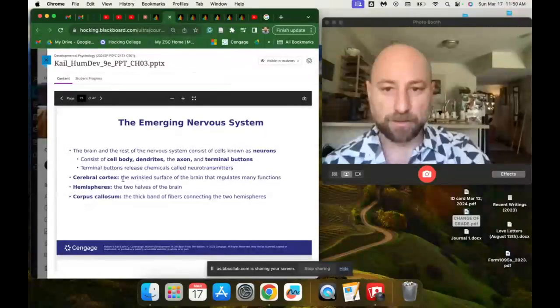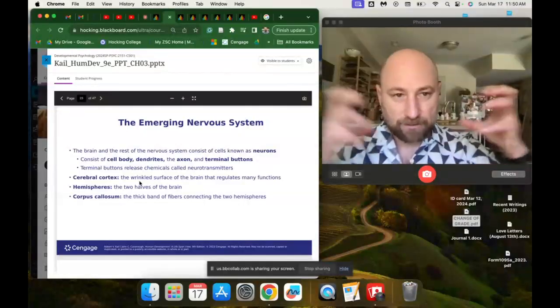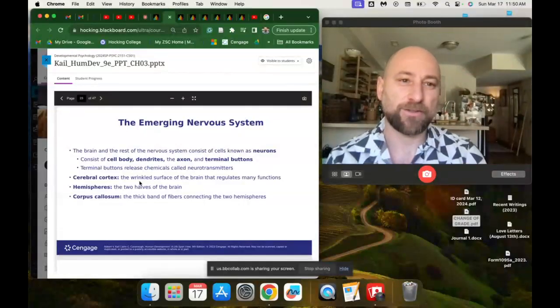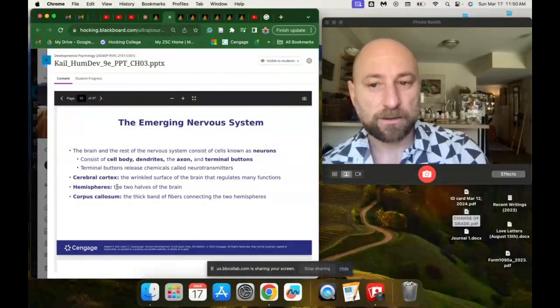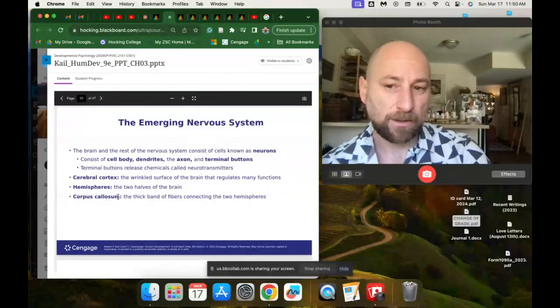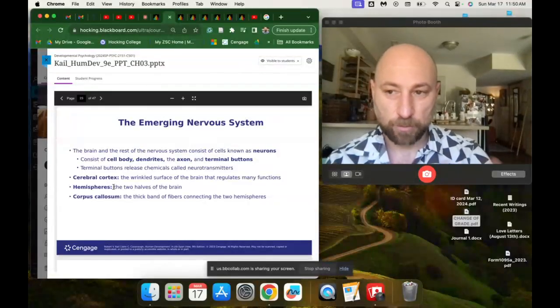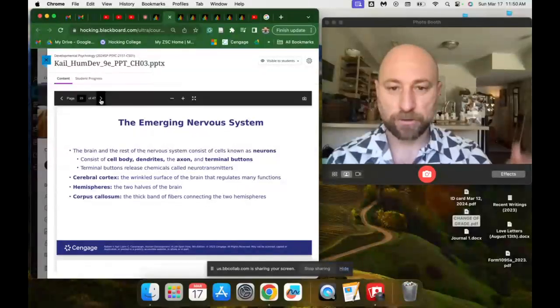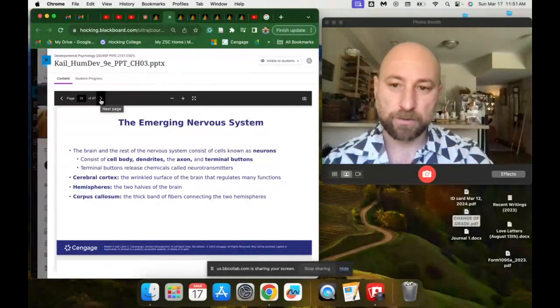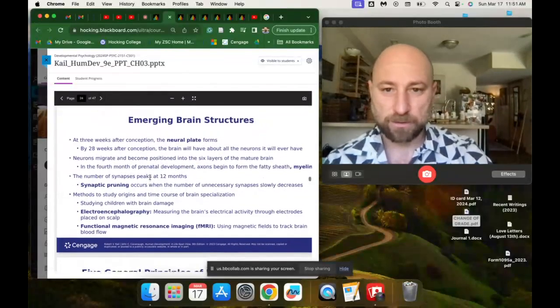Okay, the cerebral cortex is the outside part of our brain, the wrinkled surface of our brain. Our brain is wrinkly because it's sort of trying to jam as much brain as it can into our skull cavity. That's kind of what makes us human. Hemispheres refers to the 2 halves of the brain, which do have slightly different functions in terms of like verbal and spatial intelligences. And the corpus callosum is a thick band of neurons that connects the two parts of the brain. As we get older, we actually get better at using both parts of our brain for various tasks.